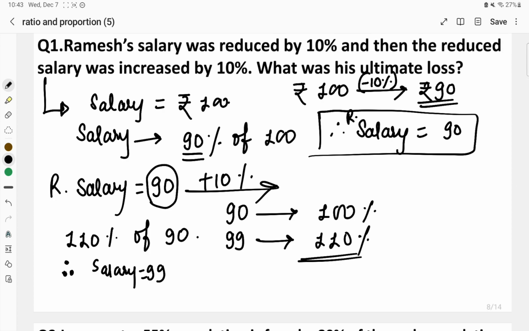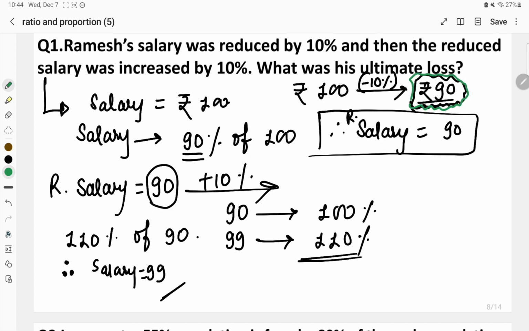Now the next question what is asked over here is the ultimate loss. Now this goes in the profit and loss concept basically. So if you are trying to understand what I am telling you over here is, agar aapko idhar tak bhi samajh aaya, it is enough. Okay, salary given was for example 100 rupees and from that 10% has been reduced or deducted. So the reduced salary was 90.